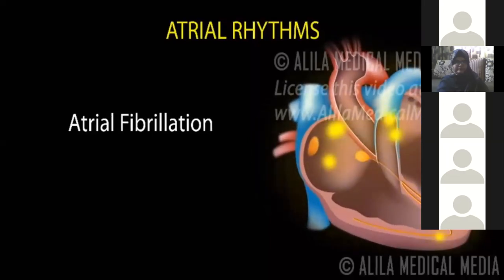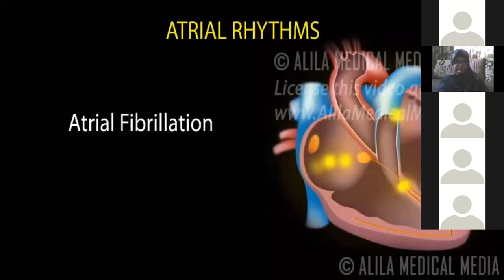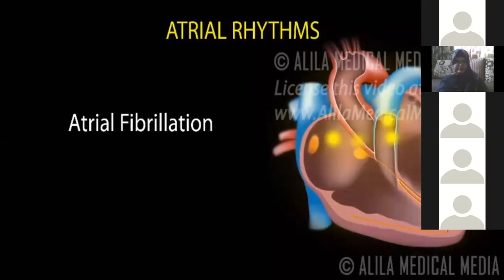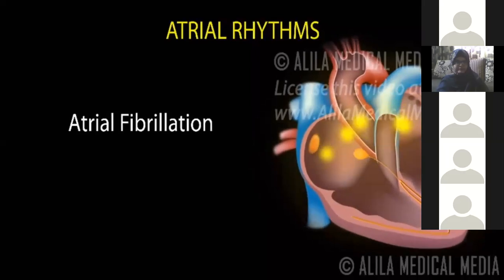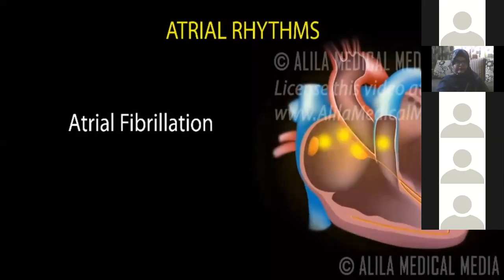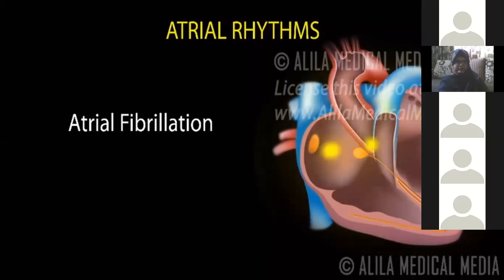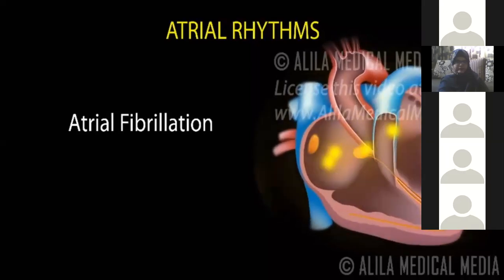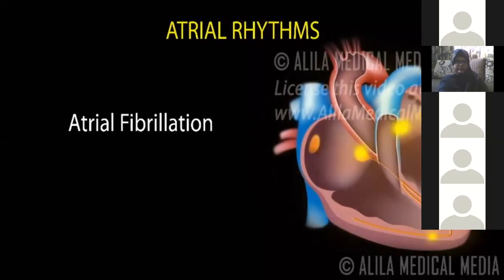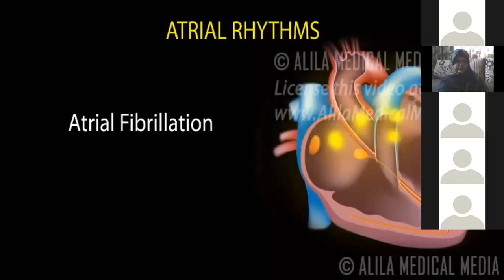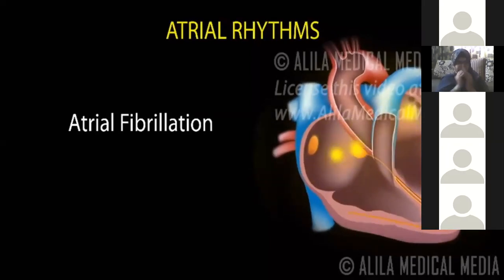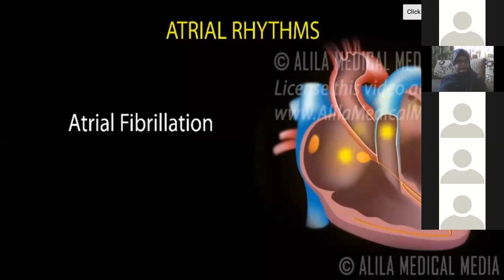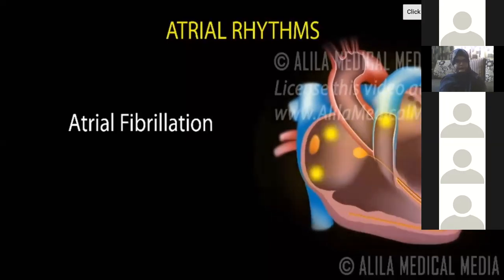These unsynchronized chaotic electrical signals cause the atria to quiver or fibrillate rather than contract. The atrial rate during atrial fibrillation can be extremely high, but most of the electrical impulses do not pass through the AV node to the ventricles, again thanks to the refractory properties of the cells of the AV node. Those that do come through are irregular. Ventricular rate, or heart rate, is therefore irregular and can range from slow, less than 60, to rapid, more than 100 beats per minute.